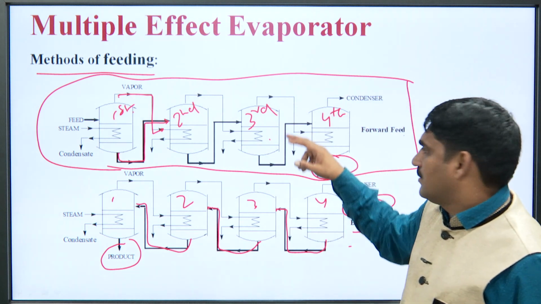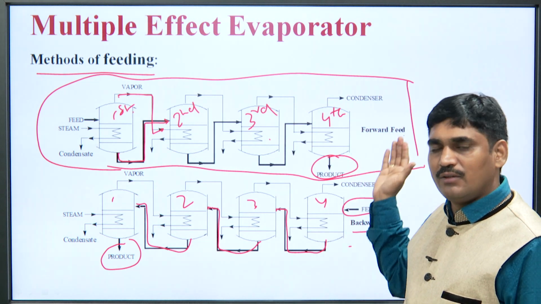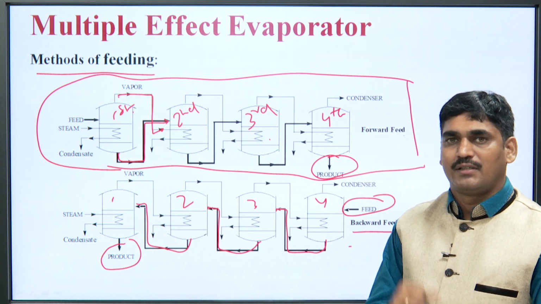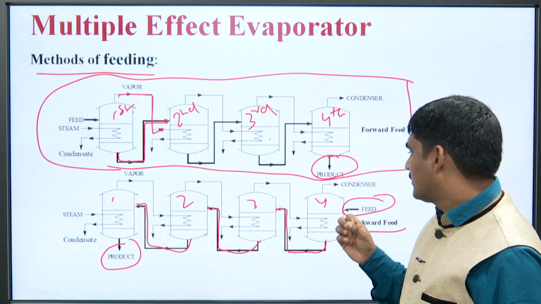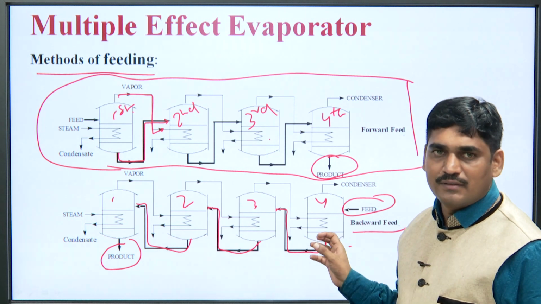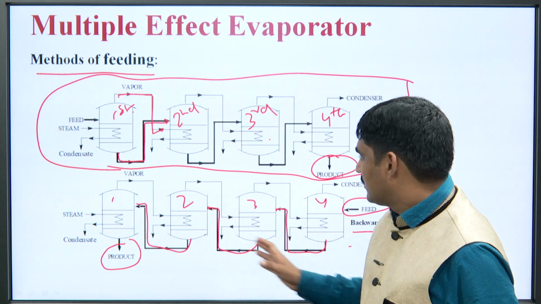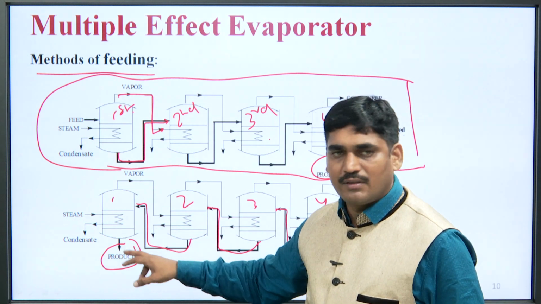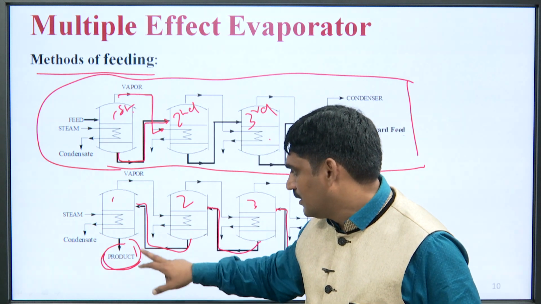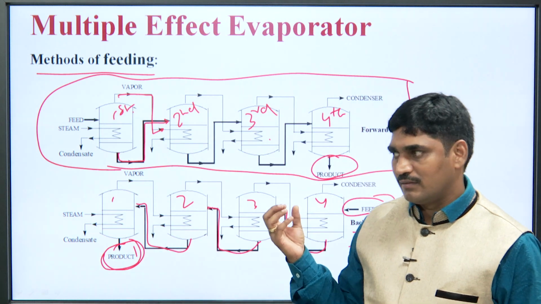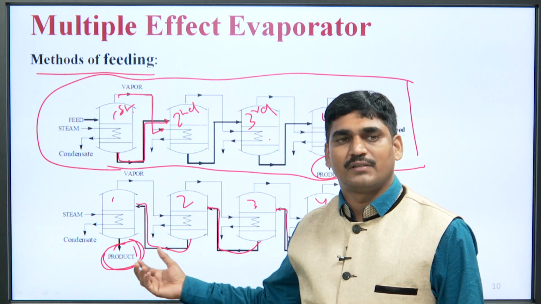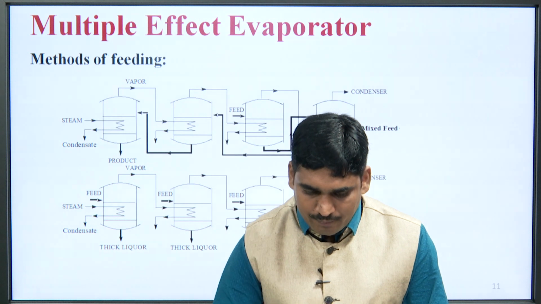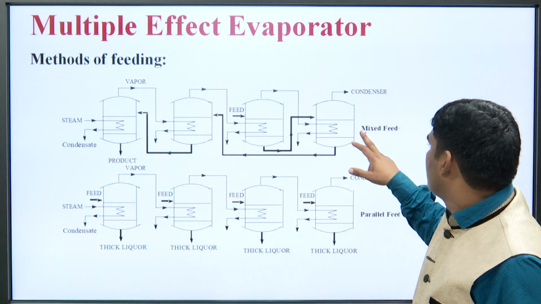Okay. In forward feed the product is collected at the lowest temperature, in backward feed the product is collected at the highest temperature. So, for viscous liquid backward feed is better because it is moving to the highest temperature level. So, in backward feed the product collected at the first evaporator is less viscous. Now, the mixed feed method.